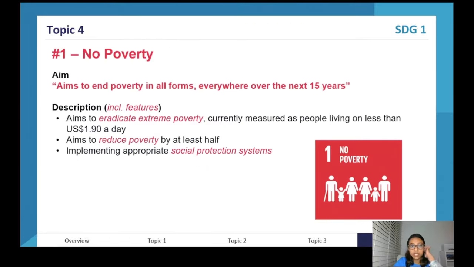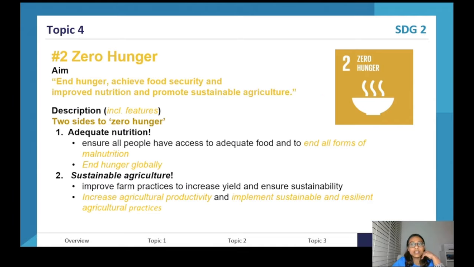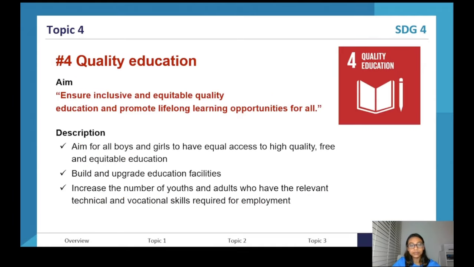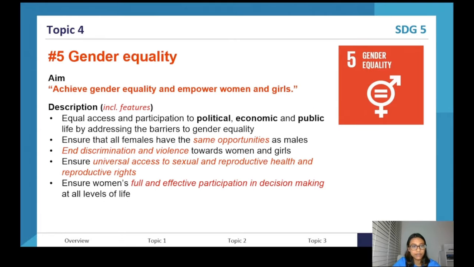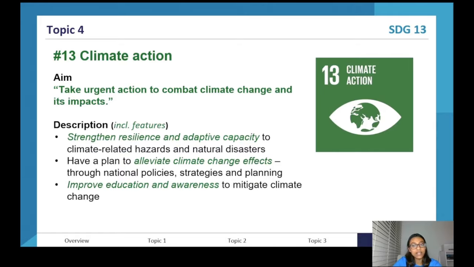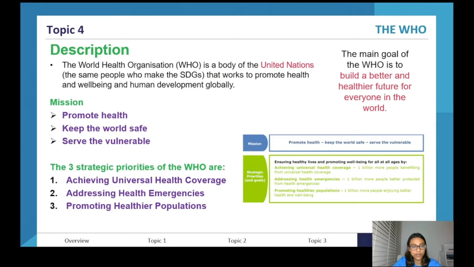Okay, so we've got SDG 1 being no poverty. We've got SDG 2 being zero hunger. We've got quality education, gender equality, clean water and sanitation, and then climate action. So the last one that we need to know.